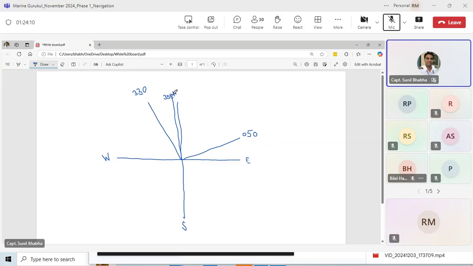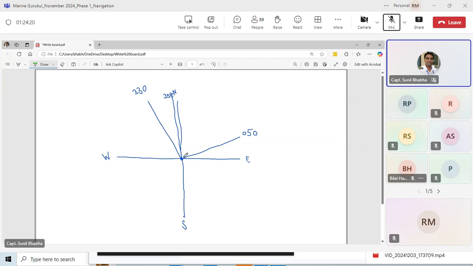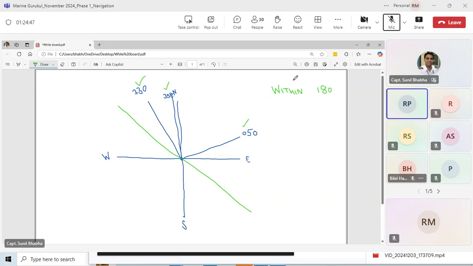Now tell me, is it possible to draw a line passing from this position, the DR position, so that all three of them come on one side of it? Yes, sir. Very much possible, beta. You can draw a straight line like this. And if I draw it in this way, you see all three of them come within one side of this line. So this tells me bearings are within 180. Now clear? Yes, sir. Clear, sir.